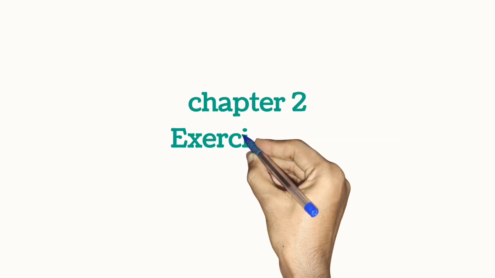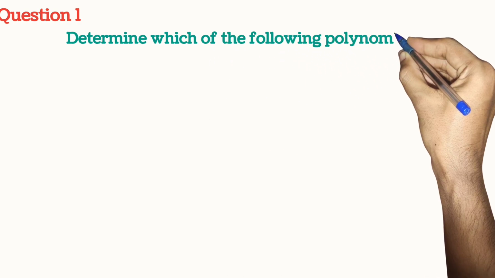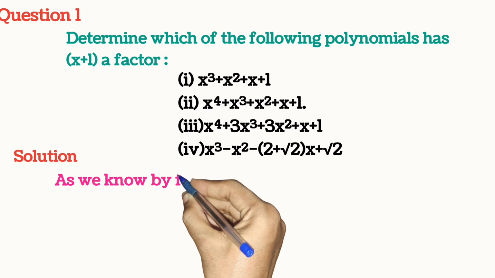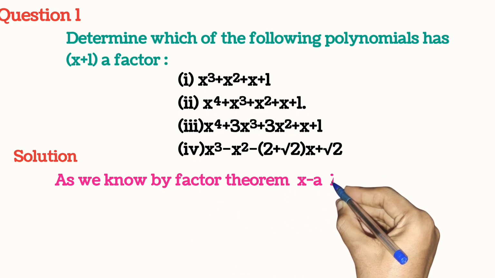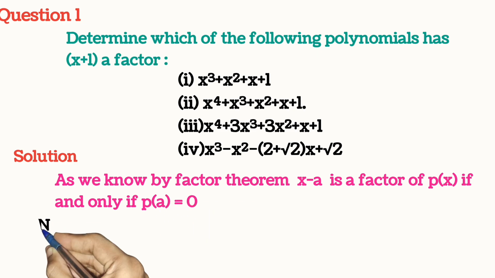Now chapter 2, exercise 2.3. For this, look at question number 1. Determine which of the following polynomials has x plus 1 as a factor. For this solution, as we know by factor theorem, x minus a is a factor of p(x) if and only if p(a) equal to 0.